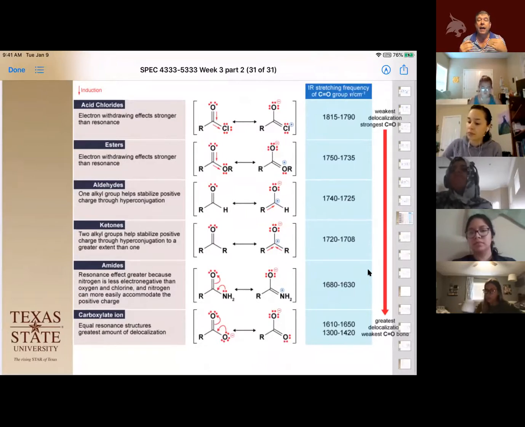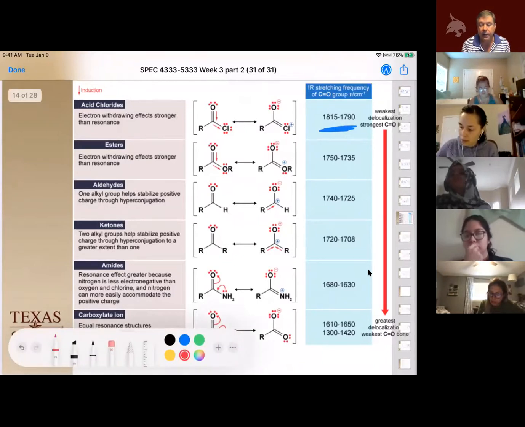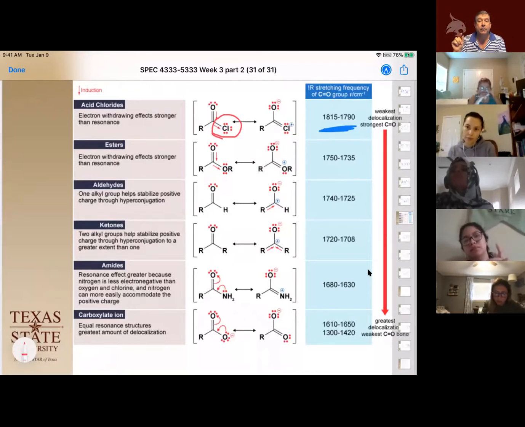So the highest frequency available to us in the carbonyl range is actually this 1815 to 1790 wave numbers range. So it's this really high number here. This has to do with the fact that we have a chlorine, a very electronegative atom, pulling electron density away from the carbonyl. If it's pulling electron density away from that carbonyl, it's making it vibrate at a higher frequency because it's changed the strength of that bond. So it's shrinking that bond, making it vibrate at a higher frequency.